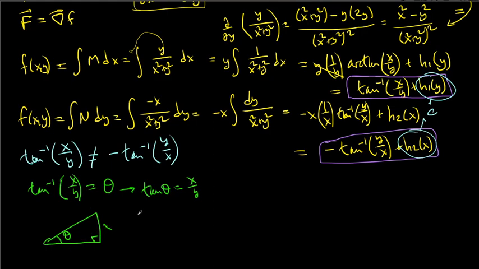Or if that really bothers you, how about we change theta to this angle over here. So theta is the angle at the top here. So now the arctangent will be theta. And this is still x over y. The tangent of theta is x over y. So opposite over adjacent.